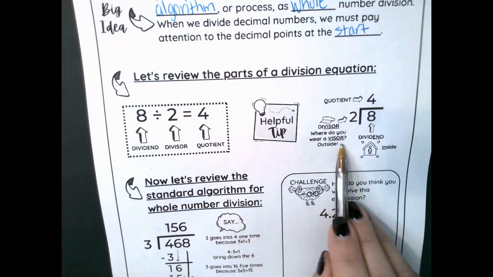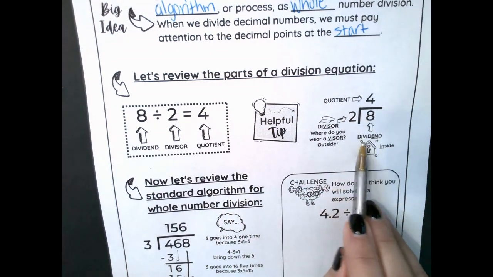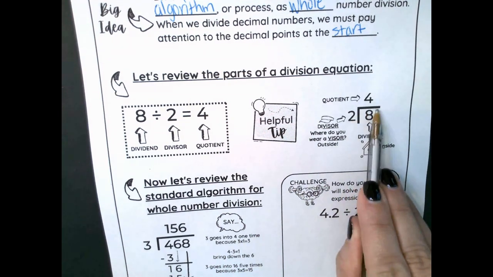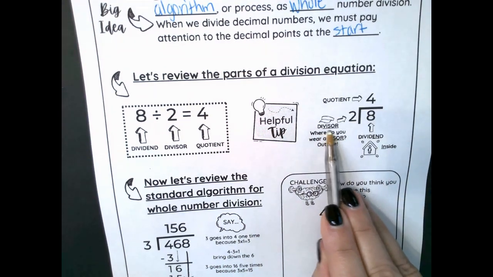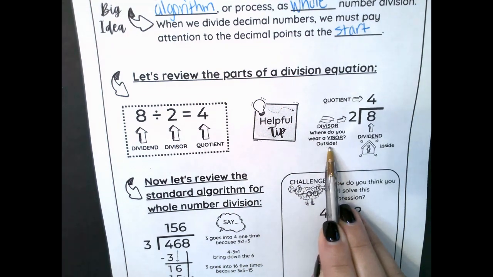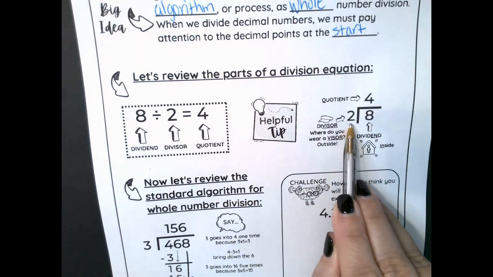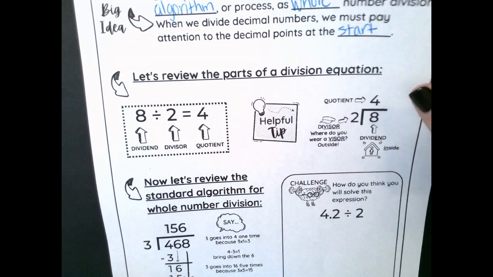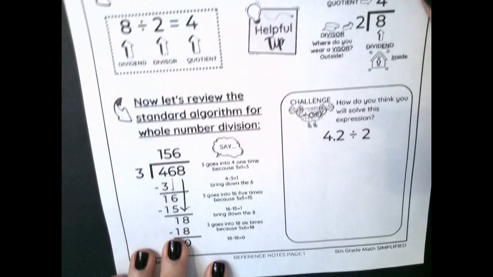Okay, and then our helpful tip here, reminder that the dividend is on the inside of the box. And then the divisor, where do you wear a visor? Outside. So the divisor goes on the outside of the box. Okay, so those are just some quick review of the parts of a division equation.